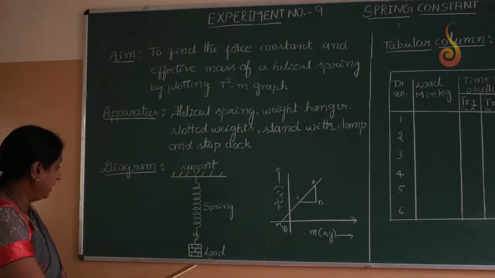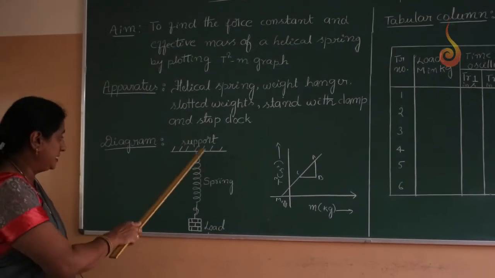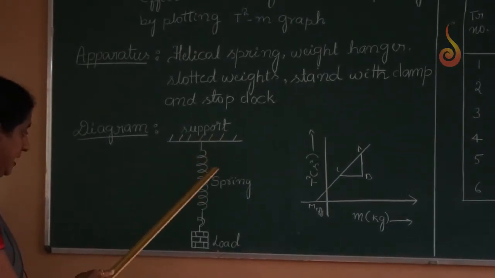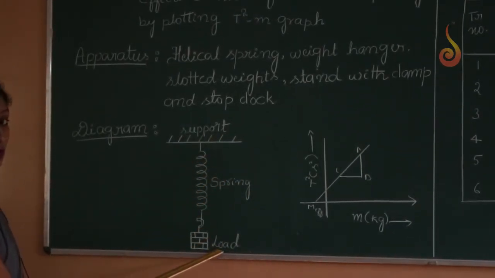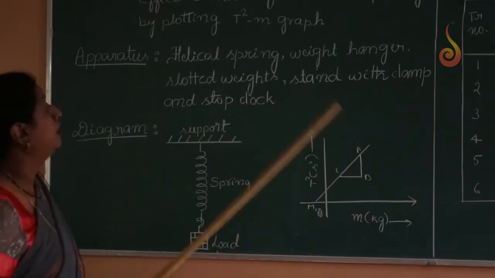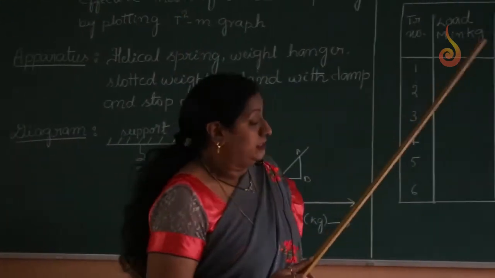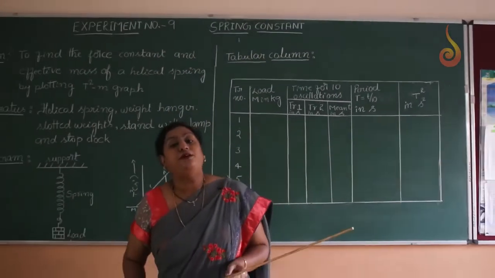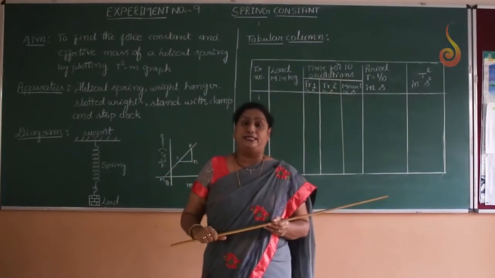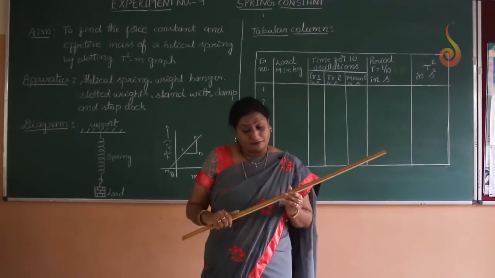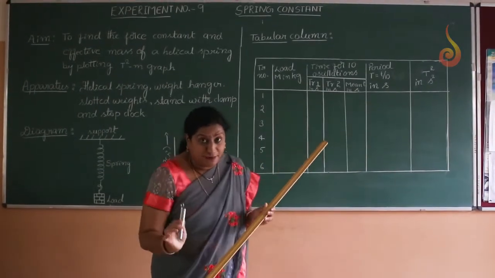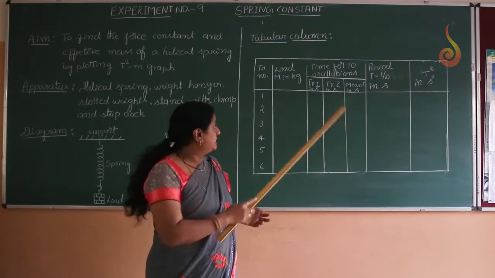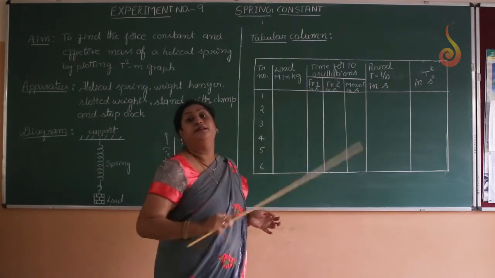This is the diagram required for this experiment. You can see this is the rigid support, this is the spring, and here we have some load attached to the spring. This experiment, spring constant, can be performed using 2 different methods. One of them is the extension method and the other is what we will be doing now. It is the oscillation method.